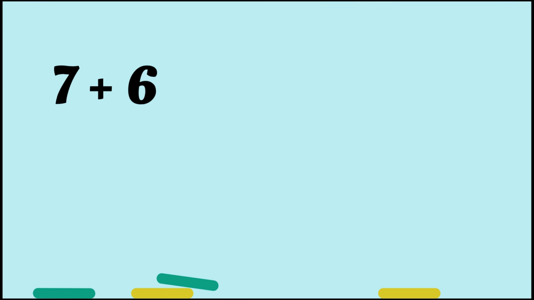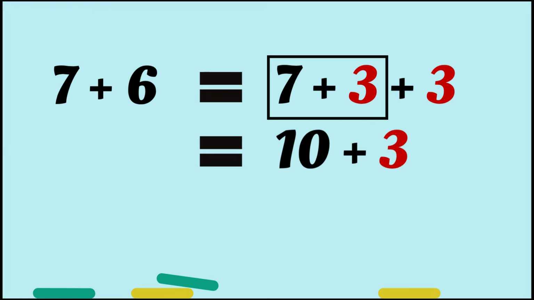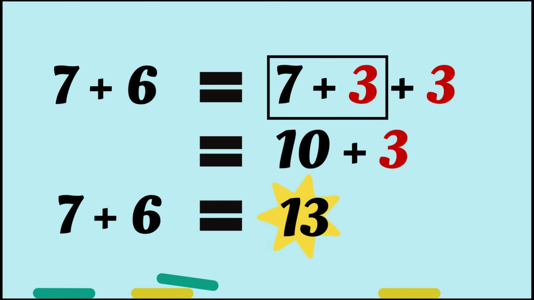Next up, 7 and 6. What's the bigger number? 7. Yes. So we are going to be trying to make 7 into 10. How? I think you guys already know this. It is 3. So 7 plus 3 is 10. But where did we get that 3 from? Right, the 6. So we're going to be dividing the 6 into 3 and 3. We already used up one 3. Let's use the other to make 10 and 3, which equals 13. 7 and 6 makes 13.